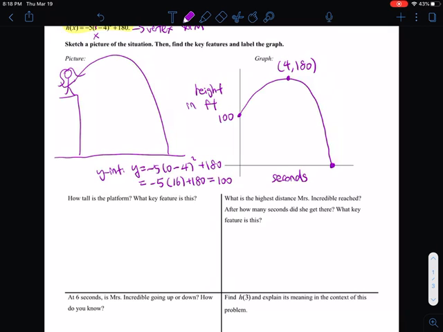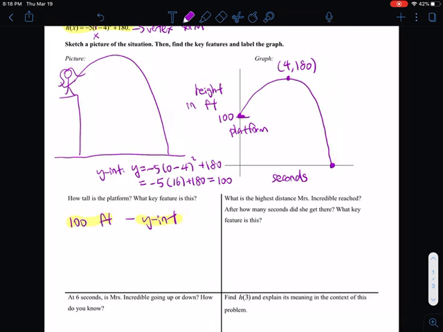How tall is the platform? What key feature is this? Well, the platform is where she starts off. That's going to be right over here, the platform. And that we already found, it's going to be 100 feet. And what key feature is that? That's our y-intercept, as we talked about.